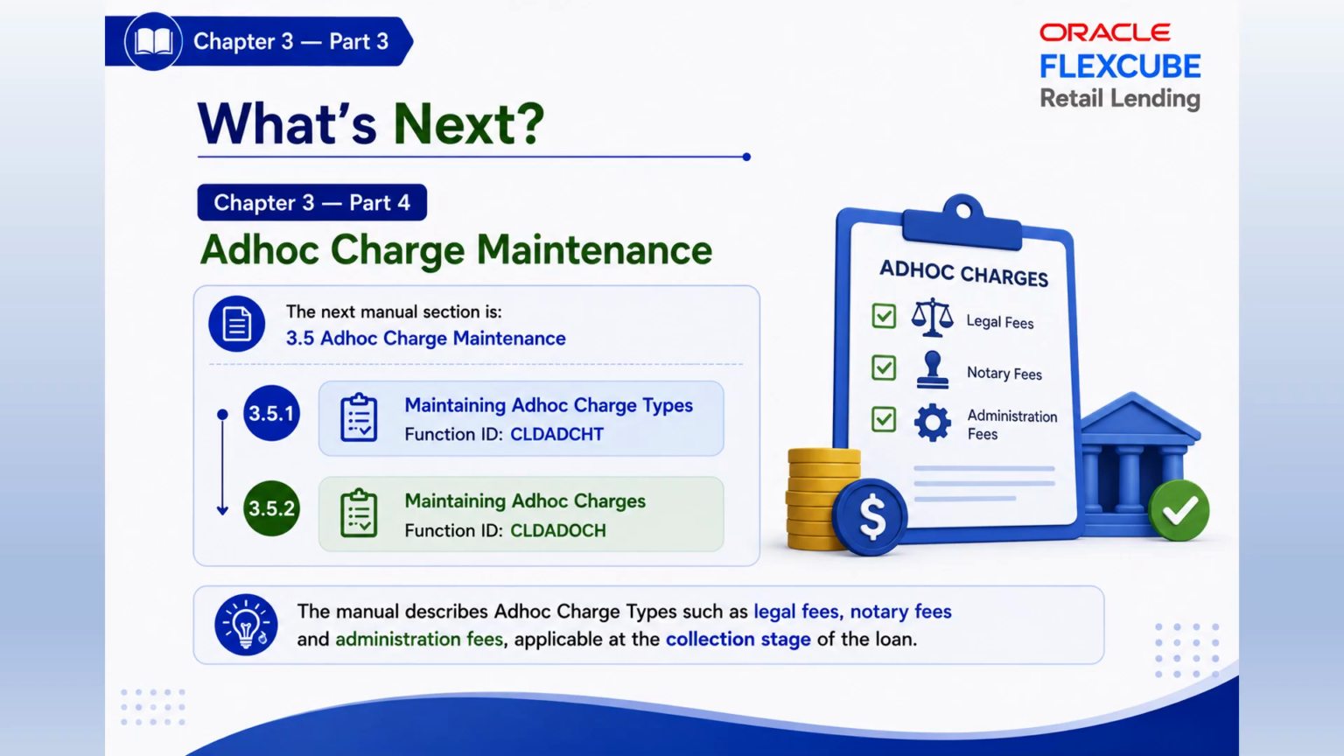In the next video, we'll move to ad hoc charge maintenance. We'll cover ad hoc charge types, function ID CLDACT, and ad hoc charges, function ID CLDATOC. The Oracle manual describes examples such as legal fees, notary fees, and administration fees, which are applicable at the collection stage of the loan. So stay connected with AK Next Gen Vibes for Chapter 3, Part 4.